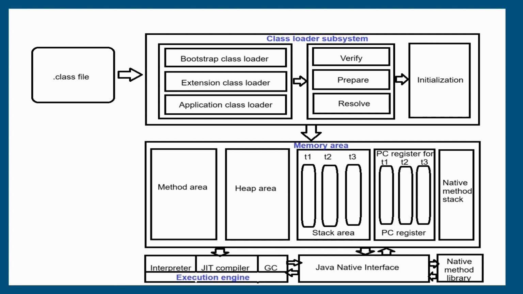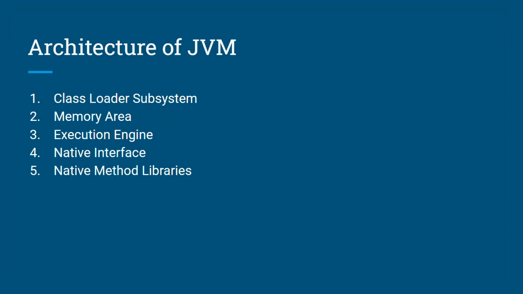Once the bytecode is loaded, the JVM verifies it. The bytecode verifier checks for any violation of the Java language rules and ensures that the code does not perform any unsafe operations. This step is crucial for maintaining security and stability. Next, the JVM allocates memory for the program in various runtime data areas. The execution engine is where the actual execution of the bytecode happens. Each component plays a crucial role in the functioning of the JVM.